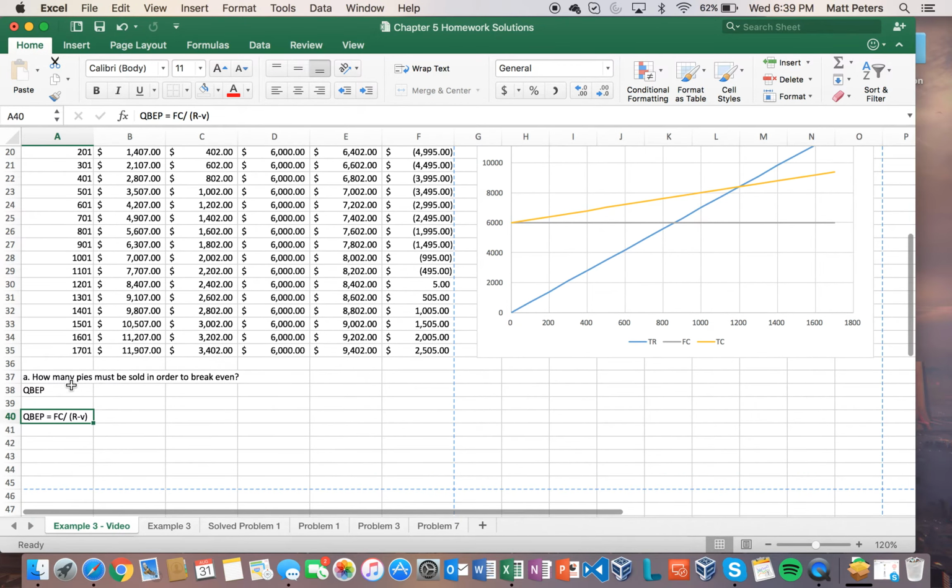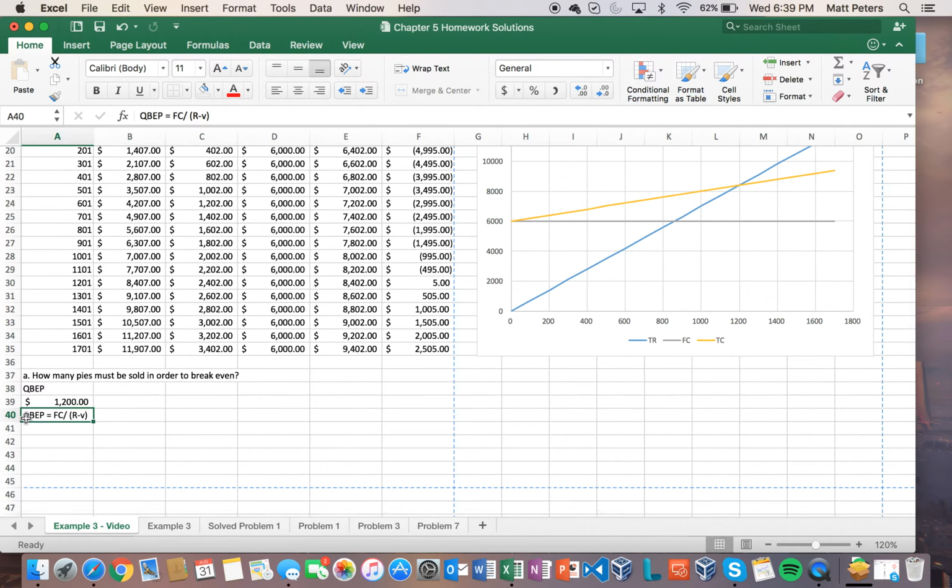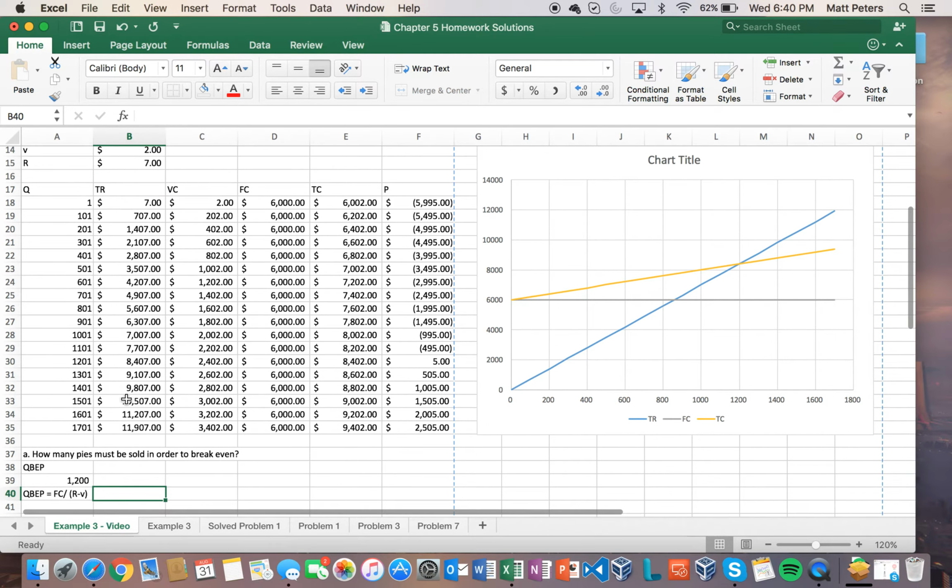It didn't calculate it. There it goes. I don't know what it was doing. Okay, now that is showing it as a dollar sign. That's not a dollar amount. So I'm going to hit this comma to remove the dollar sign and remove a couple of decimal places. So our break-even point is 1200, which is about exactly what we had found here. It was right around this 1200 mark.